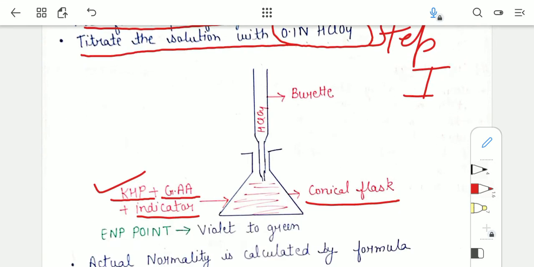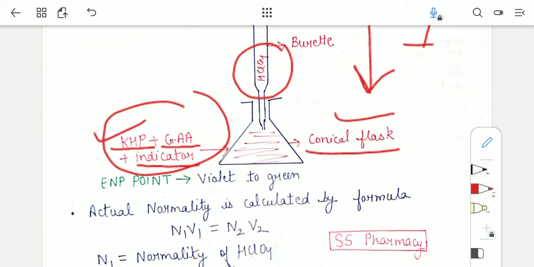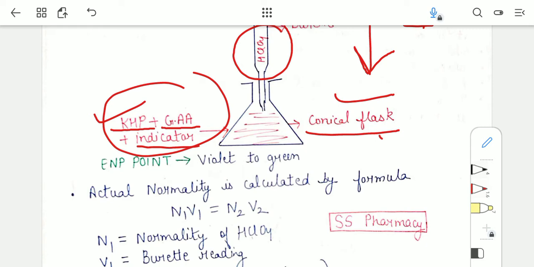In the burette we are taking the perchloric acid solution, and in the conical flask we are taking all these things, and then we will begin the titration until the end point is reached. That end point is determined by the change in color, which is violet to green. This is our end point.